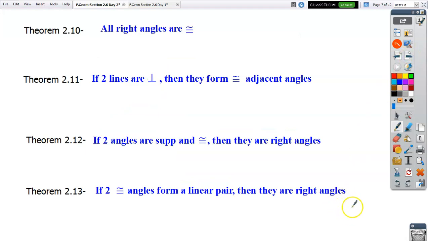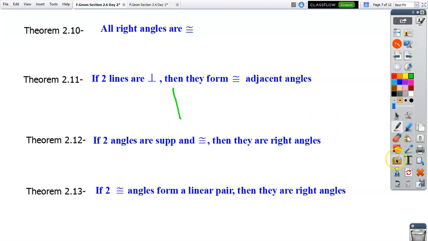Next couple, theorem 2.10. Again, these numbers kind of overlap with the last ones, so just move on forward. So, all right angles are congruent. That is true. All right angles are 90. And if they're all 90, then they're all congruent. The next one says, if two lines are perpendicular, then they form congruent adjacent angles.